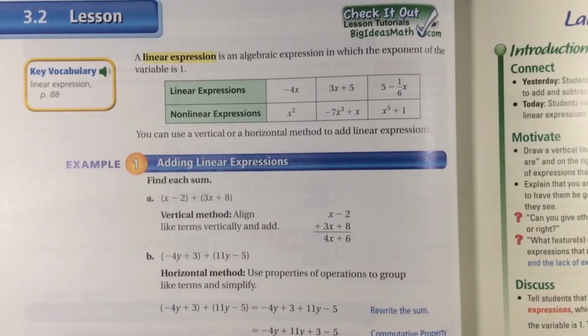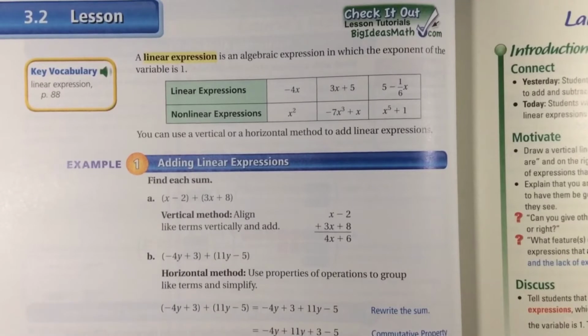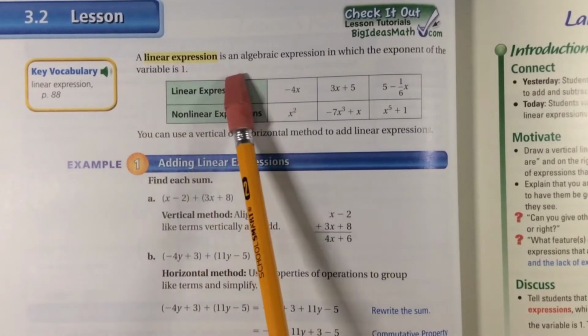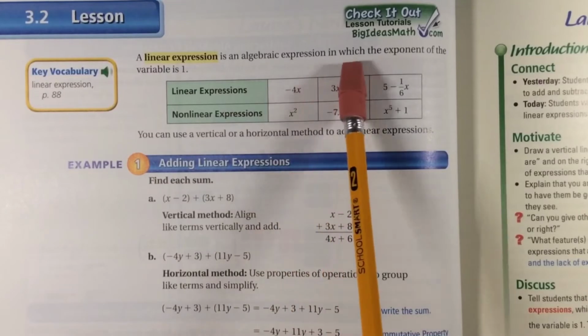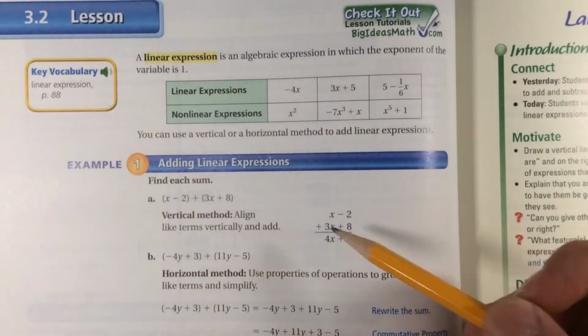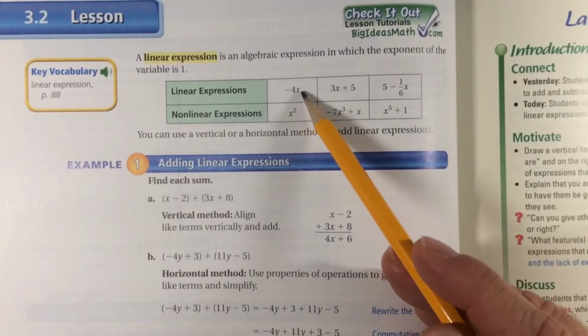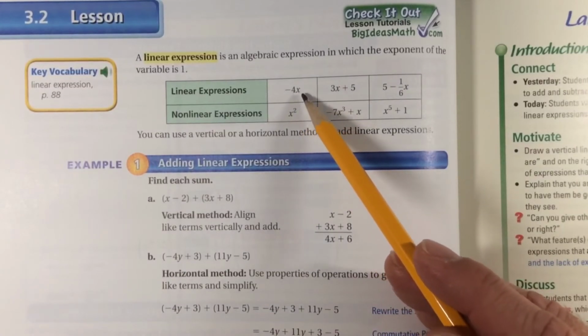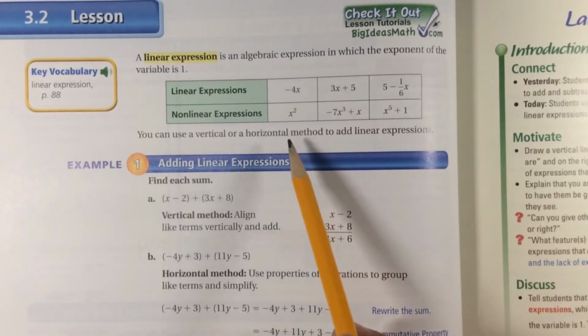All right, we are at section 3.2. That's the textbook page 88 if you're following along. We're talking about linear expressions. And a linear expression is an algebraic expression in which the exponent of the variable is 1. So when it's like negative 4x, the exponent for the x is just a 1. That's why we don't see anything there, because when it's a 1, we don't have to see anything.